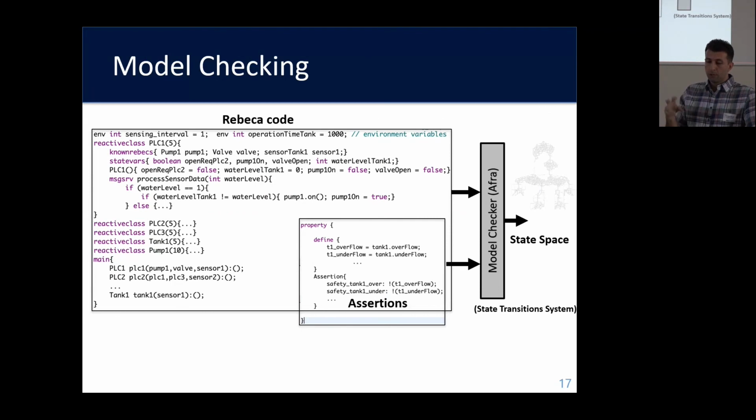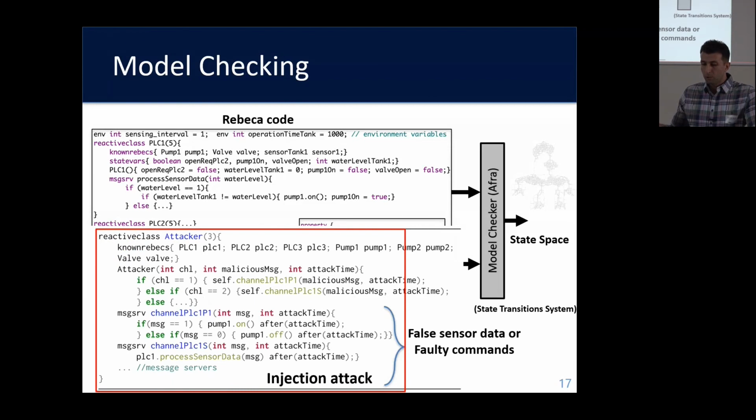For doing that, we developed the Rebeca code. As you see, we develop each component in this code. It's a Java syntax. And we write the properties as assertions here, which are the overflow and underflow. We involve the attack model in this system model to do model checking and reach a safe or reliable model that we can use at runtime. So the state space generated here is attack free.